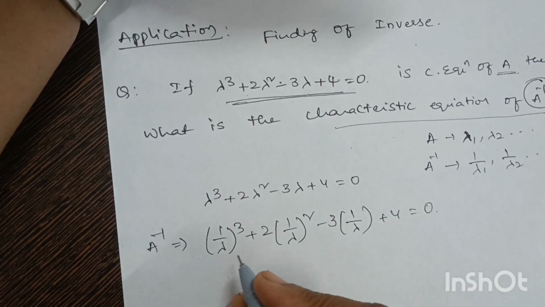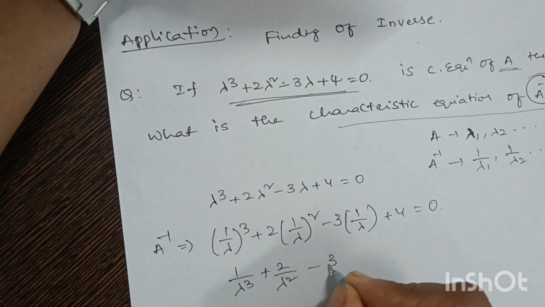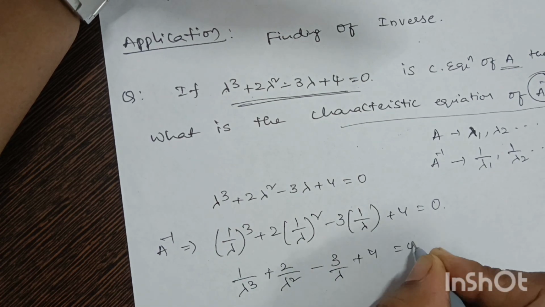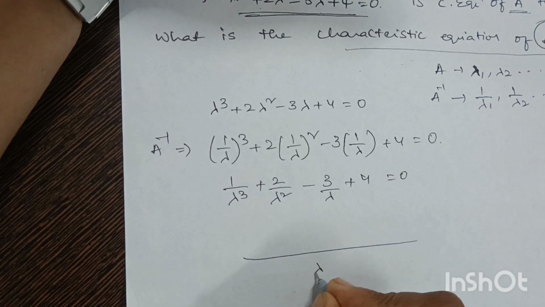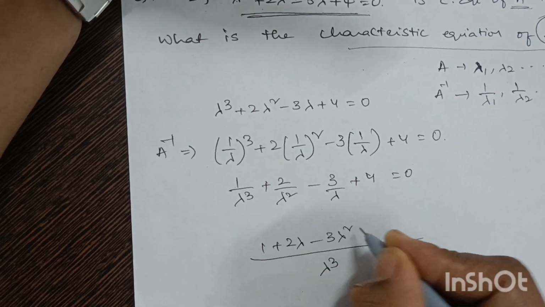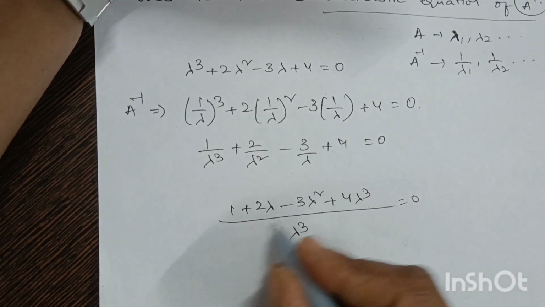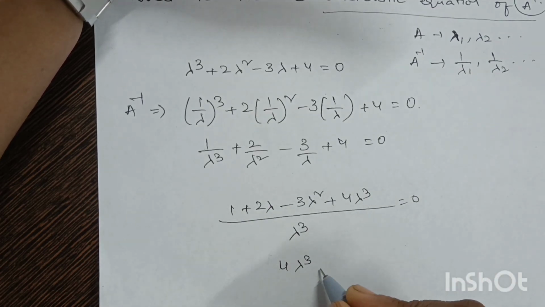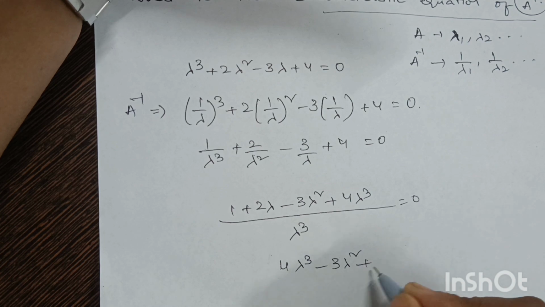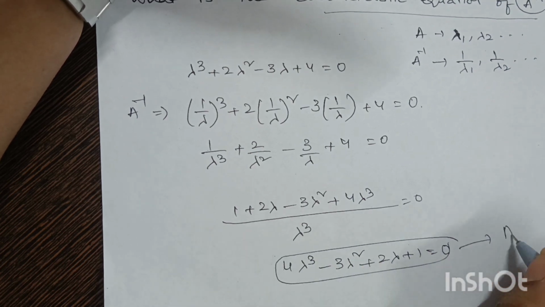Now we need to simplify this. 1 by lambda cube plus 2 by lambda square minus 3 by lambda plus 4 equal to 0. Taking the LCM, we get lambda cube. So 1 plus 2 lambda minus 3 lambda square plus 4 lambda cube equal to 0. Writing the highest power first: 4 lambda cube minus 3 lambda square plus 2 lambda plus 1 equal to 0. This is the characteristic equation of A inverse.